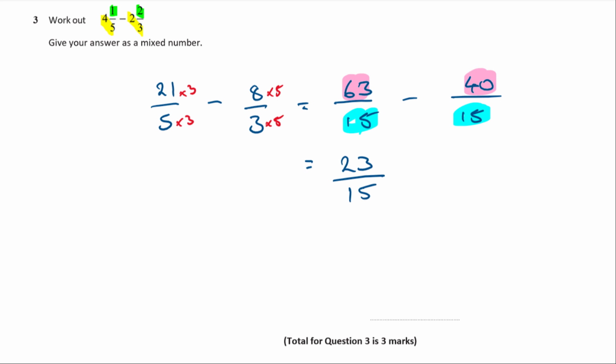Not quite, because the question says, can you give it to me as a mixed number? This is not a mixed number. This is still a top-heavy fraction. So how many times does 15 go into 23? 15 goes into 23 once, remainder 8. So that's 1 and 8/15 as a mixed number, isn't it? So 1 and 8/15. Final answer.